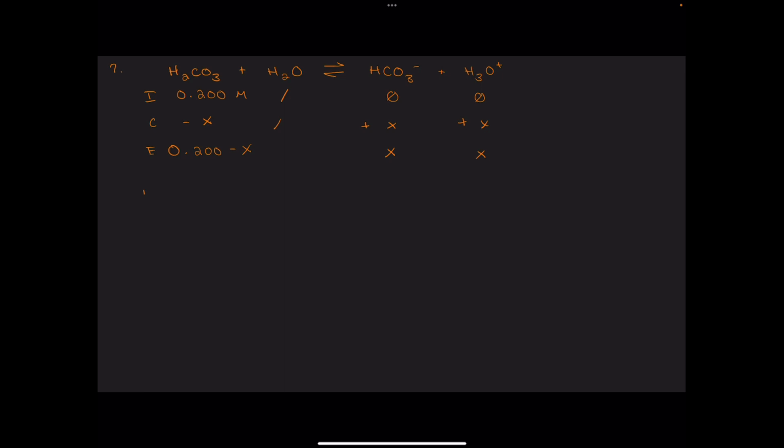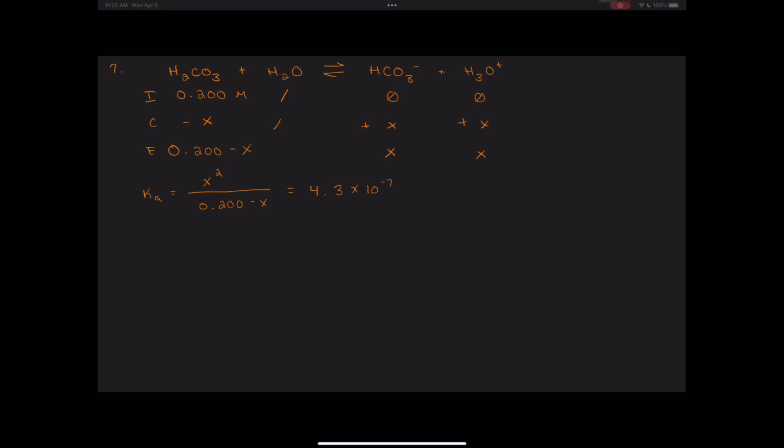We would plug this into our K expression, which we had on a previous slide. So we plug in X for the bicarbonate and X for hydronium. X times X gives me X squared divided by my acid of 0.2 minus X. And that equals the K, and this is the K for step 1. We were told K for step 1 was 4.3 times 10 to the negative 7th. Just like any other equilibrium problem, we're going to rearrange and solve for X.